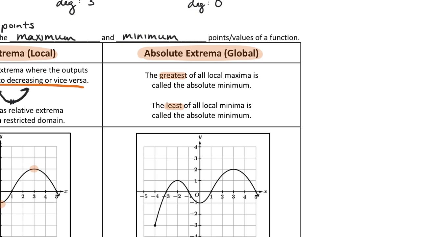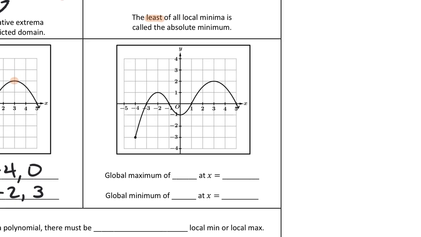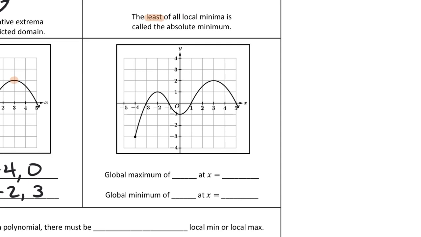So if we were to answer the questions here, the question, if you notice, kind of changes. It asks now for a global maximum of blank at x equal to blank. So now I'm wanting to know how high or how low does this function actually go and where does that occur? So we'll answer global maximum. It's pretty obvious where it is. Okay, we have this point right here. We've identified it already as a relative maximum.